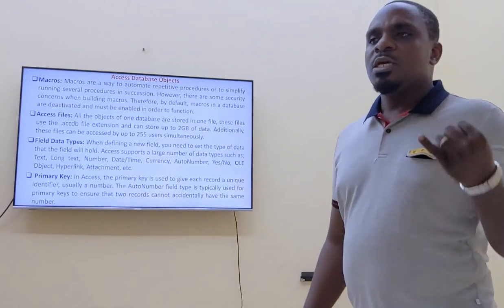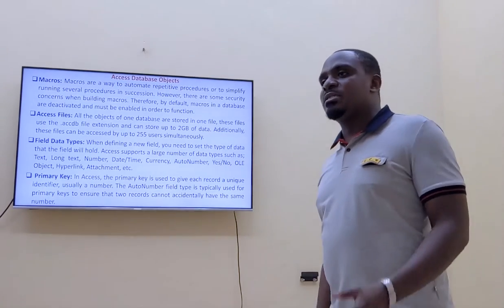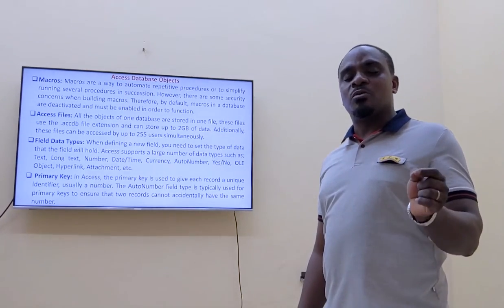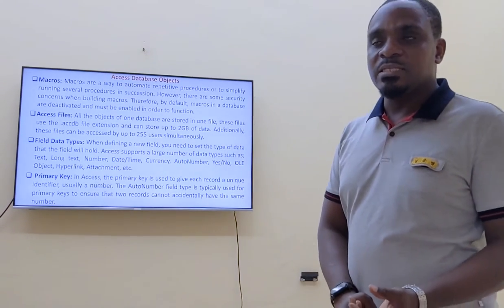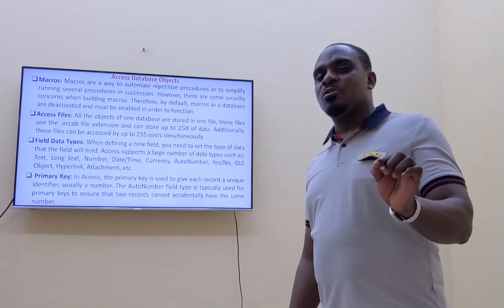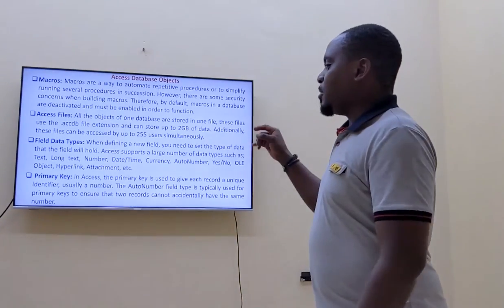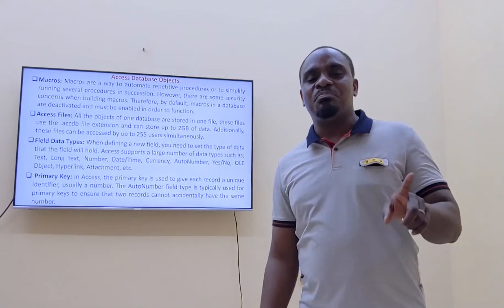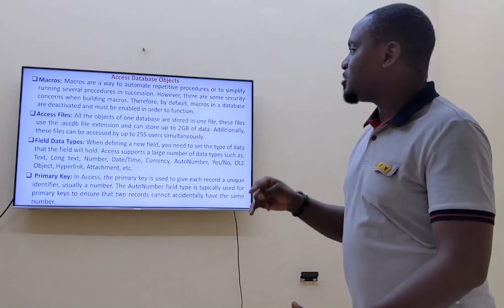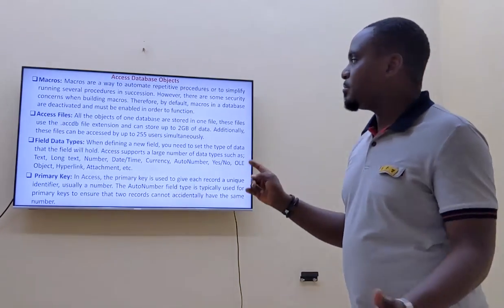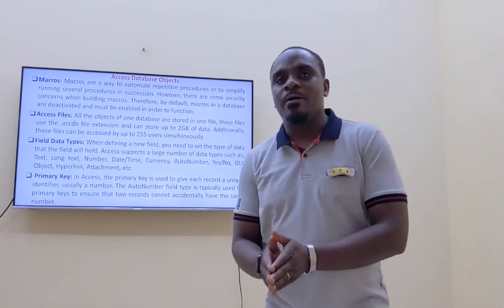In Microsoft Word, if you look at the file extension of a document created using Microsoft Word, it is saved with an extension of .docx. Now, in Excel, it is saved with an extension of .xls. In PowerPoint, it is saved as .ppts. Now, in Access, it's saved as .accdb. These are file extensions. We call them file extensions. Every file has an extension.